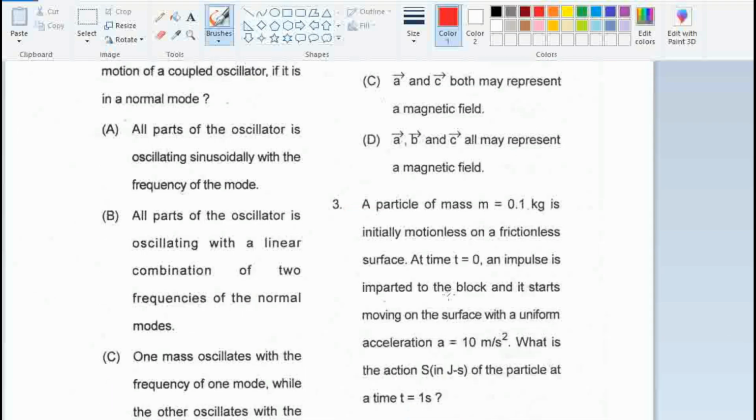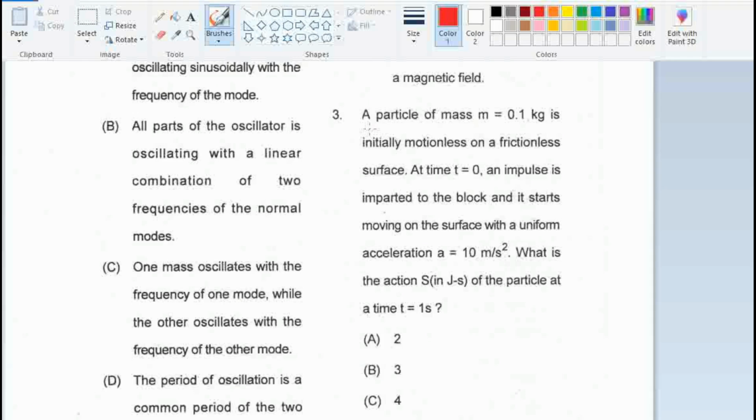So now coming to question number 3, it is given that a particle of mass m, 0.1 kg, is initially motionless on a frictionless surface. There is no friction. Initially at time t equal to 0, the particle is at rest, that means u equal to 0, initial speed equal to 0. There is no friction, that means there will be no work done by the frictional force as the surface is frictionless.